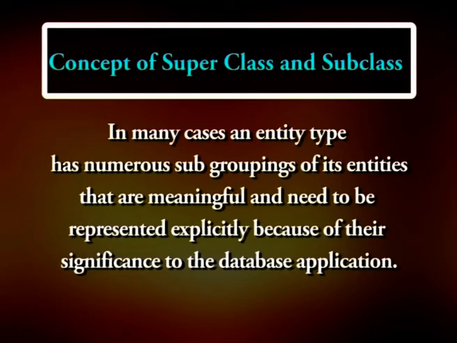In many cases, an entity type has numerous subgroupings of its entities that are meaningful and need to be represented explicitly because of their significance to the database application. For example, the entities that are members of the employee entity type may be grouped further into secretary, engineer, manager, technician, salaried employee, hourly employee, and so on.